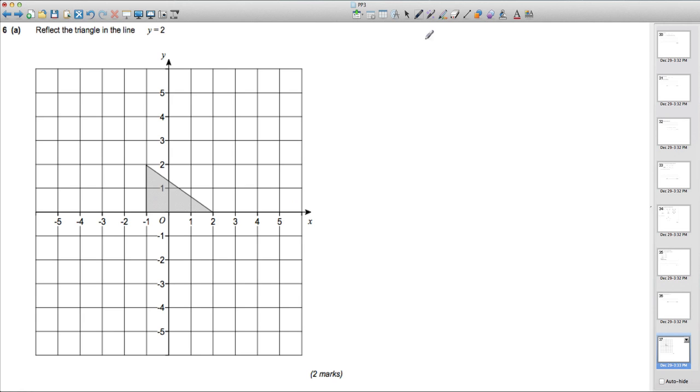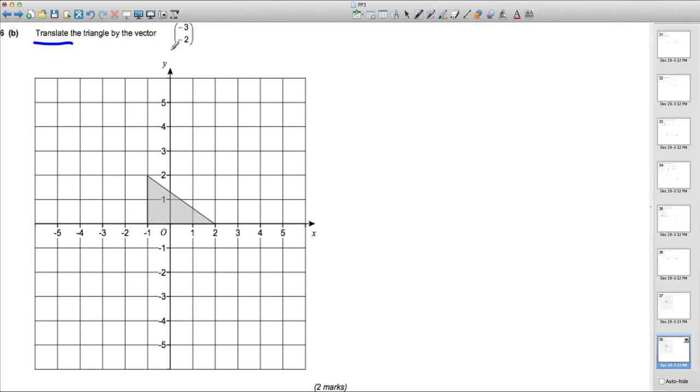Okay, reflect the triangle in the line y is 2. You want the line y equals 2, for example, x0, y2, x1, y2, x2, y2, etc. Draw a few just to remind you which way the line's going. That's the line y is 2. Reflect it, that stays there. This is 2 away, that goes there. That is 2 away, that goes there. Reflection, simple as that. You use a ruler. Easy, easy, easy.